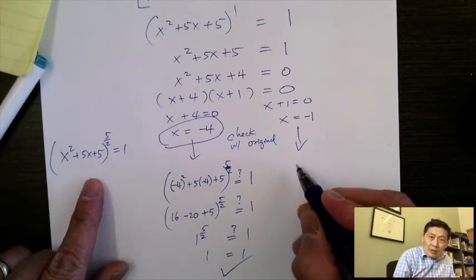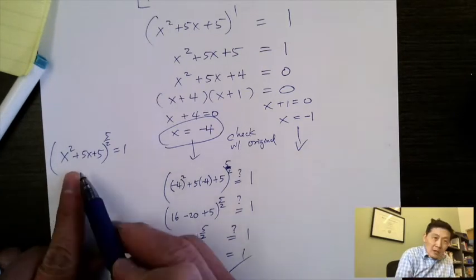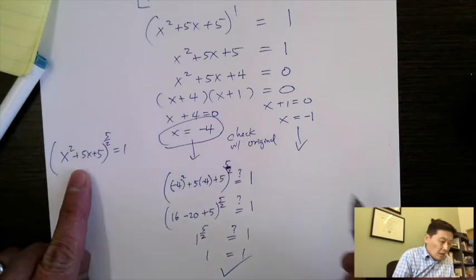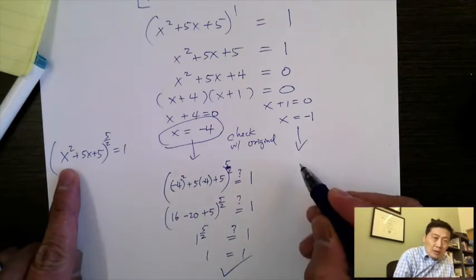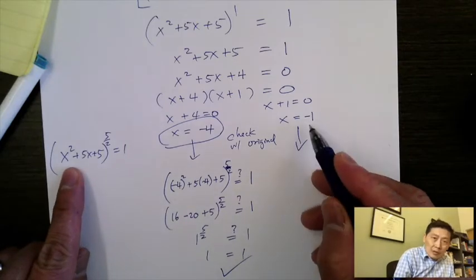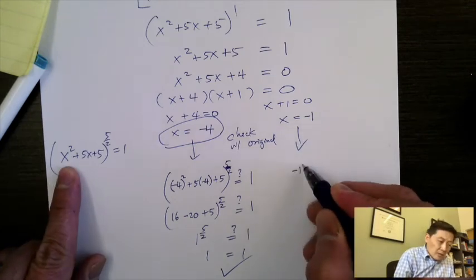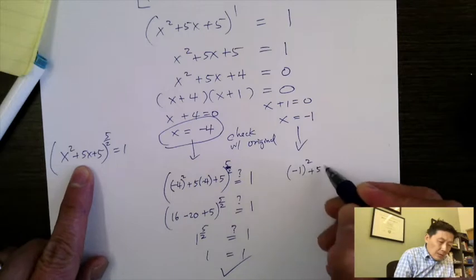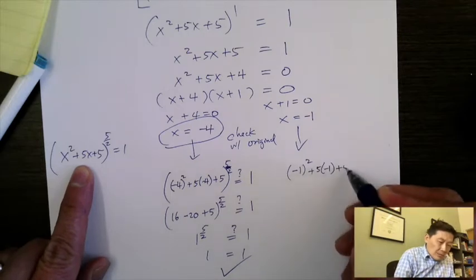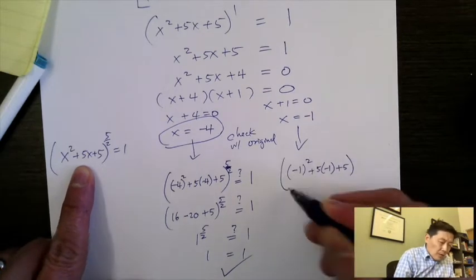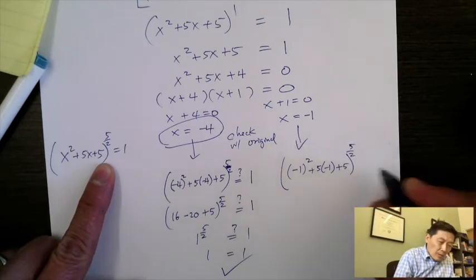So let's take a look at this one. Again, looking at my left index finger here, I'm using the same equation and using the -1 applying to x. So you got -1 squared plus 5 times -1 plus 5, the whole thing parentheses to the five halves power question mark is equal to 1.